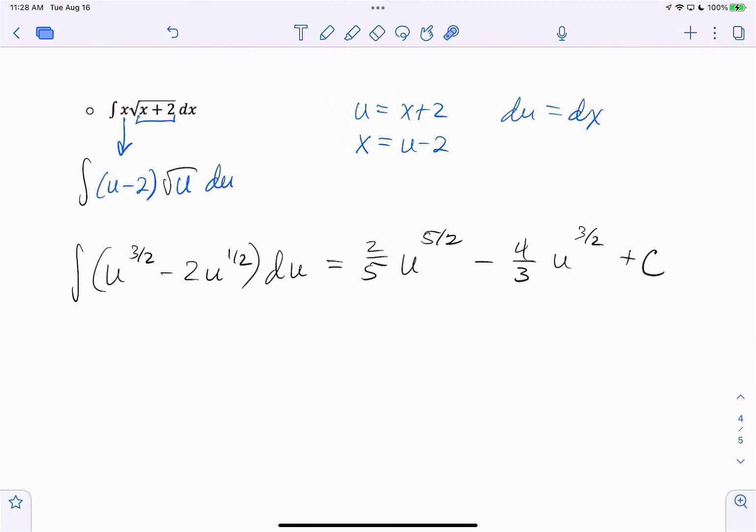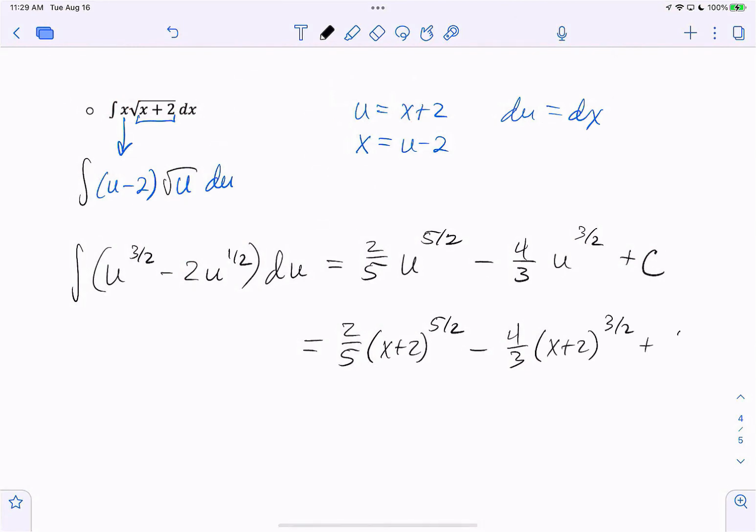But u was x plus 2. I need to bring it back to the original variable because this is an indefinite integral. So my answer is 2/5 times the quantity of x plus 2 to the 5/2 minus 4/3 times the quantity of x plus 2 to the 3/2 plus c.